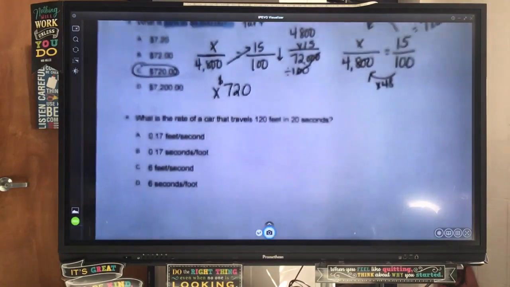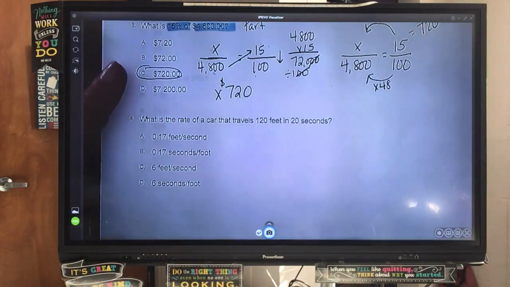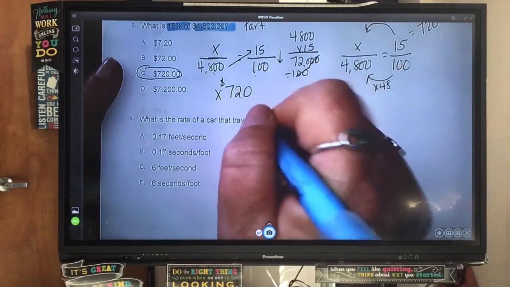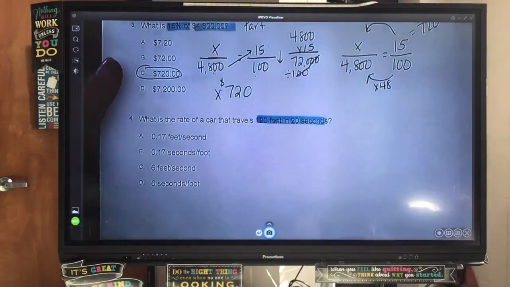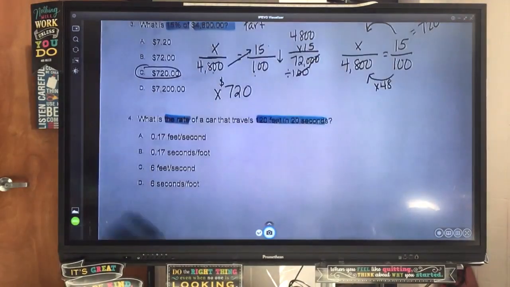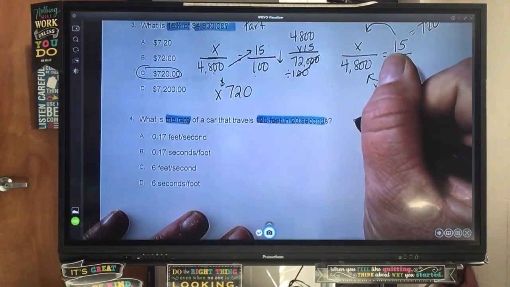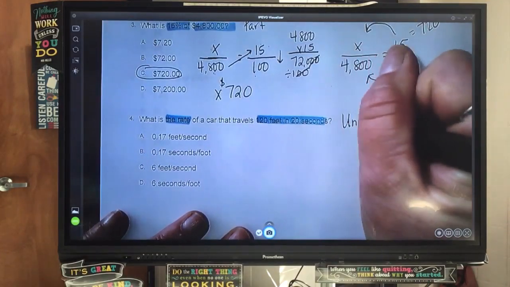Number 4 says, what is the rate of a car that travels 120 feet in 20 seconds? Alright, so what's important in this question? Aiden: 120 feet, 20 seconds. Okay, what else is important? The rate. Alright, so what type of question is this? It's gonna be a unit rate question.